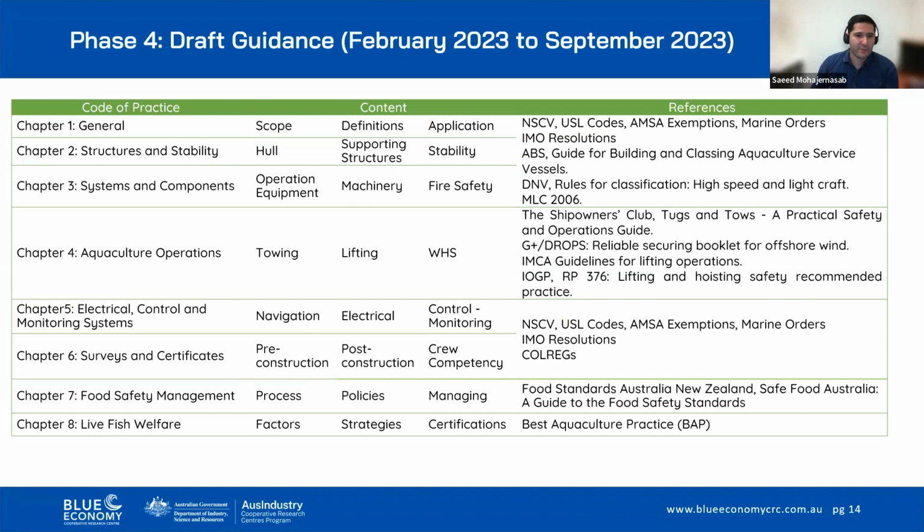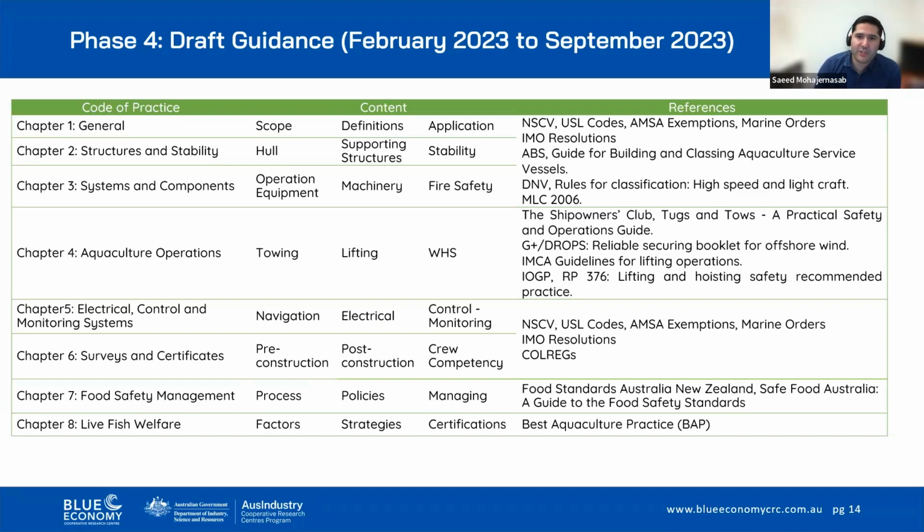Then phase 4. Based on all of this, we have an overall map of the guide we are proposing. It consists of 8 different chapters at the moment. The first chapter focuses on scope, definitions, and applications. Chapter 2 covers structures and stability. Chapter 3 is systems and components, essentially the machinery parts of a vessel.